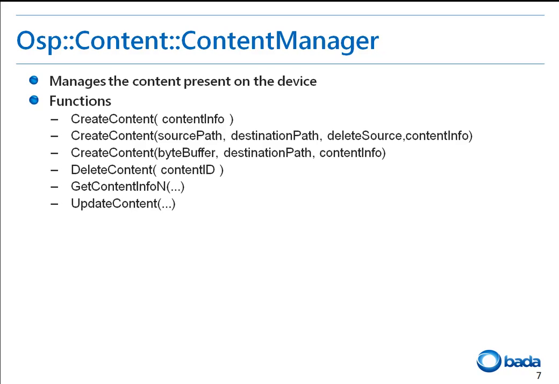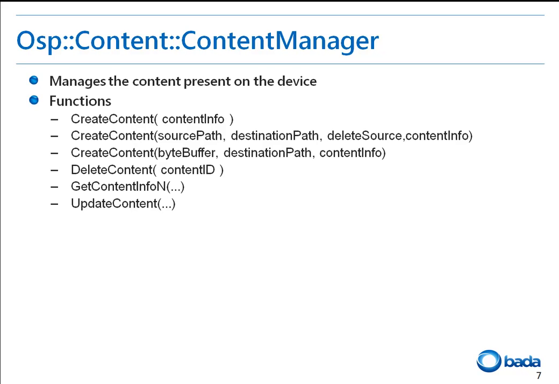First, the user has to create the content info information and has to use the Create Content API, where we have to pass the created content info information. Second, the other method. For example, the Create Content method, which has source path, destination path, delete source, content info as the input parameters, which are easier to use.